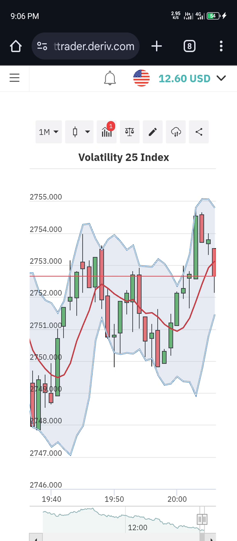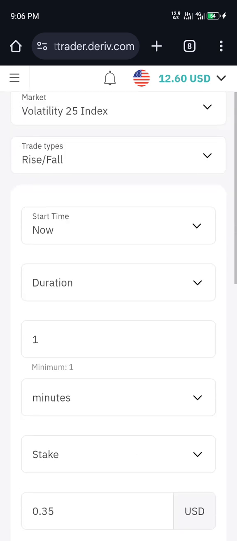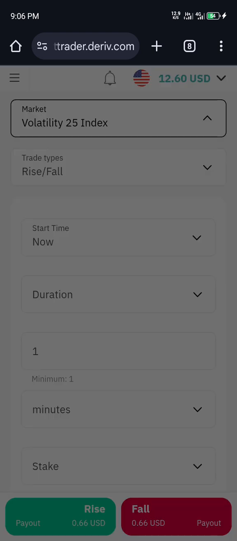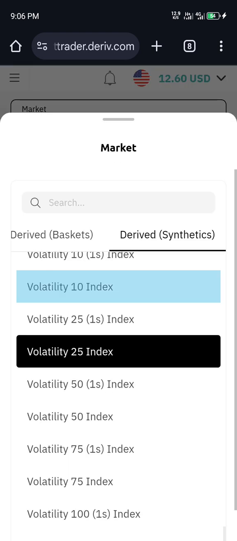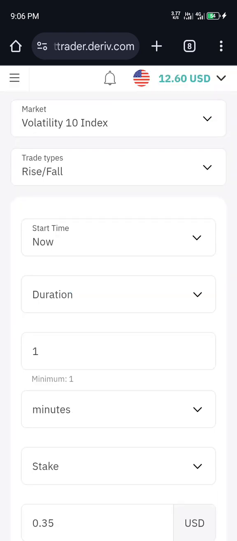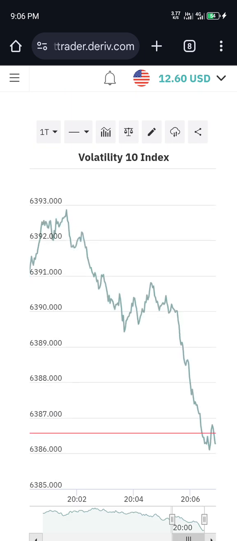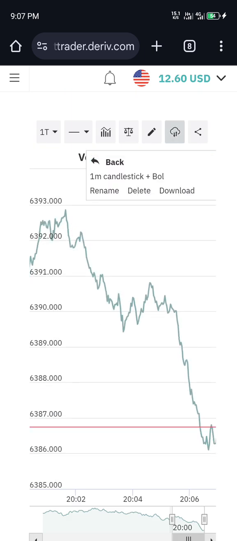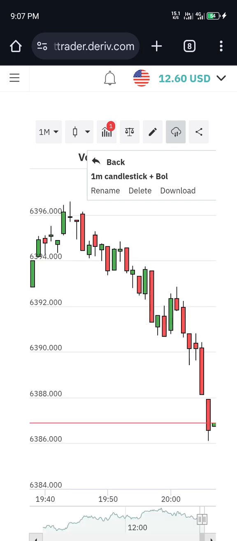I think the trade has gone far already, except we see another emerging sell candle, then we can follow. But we can still as well check other markets. We might be having a better signal. Okay, let's see 10 index. Okay, we have a small distance here. Let's see if it's still going that direction.